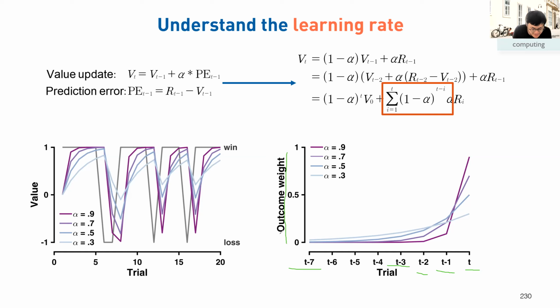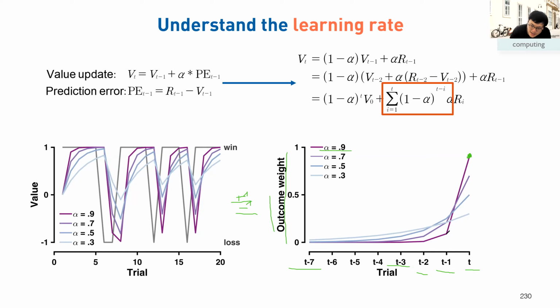That means the weight of the outcome that is influencing the value update, okay? The actual outcomes are just minus 1 and 1, but how important they are when values are updated using the Rescorla-Wagner evaluation. So if we have a large learning rate, the value is updated mostly from the current trial, okay? The outcome from the current trial counts a lot.